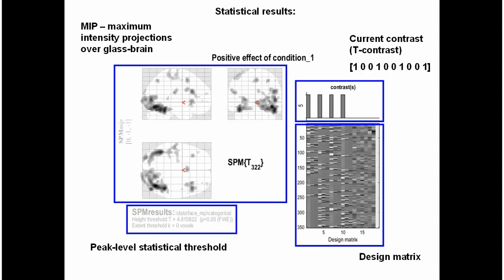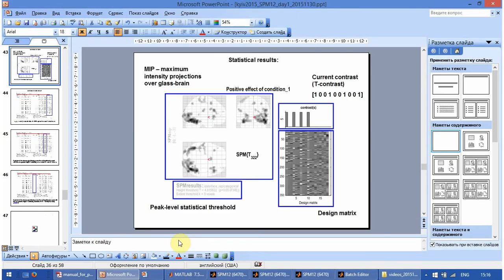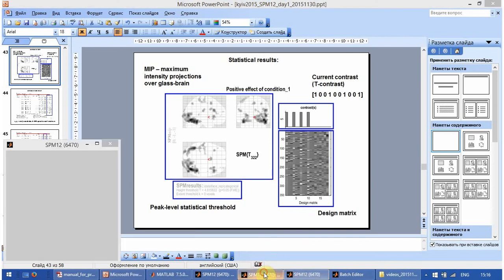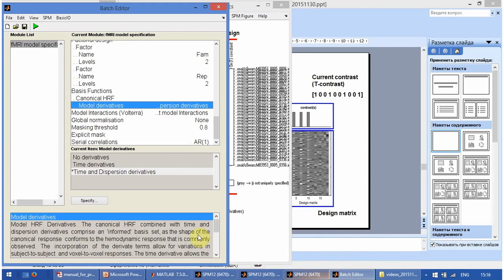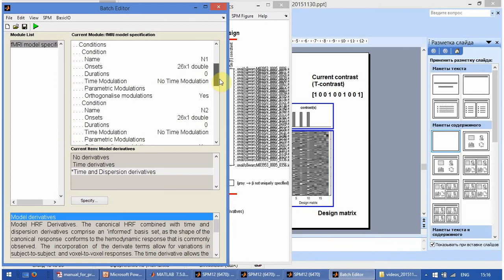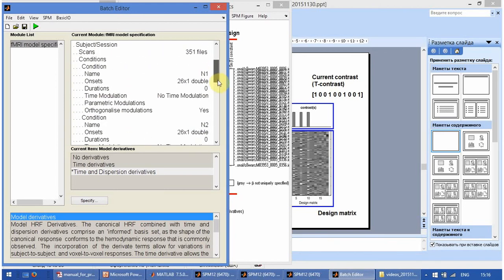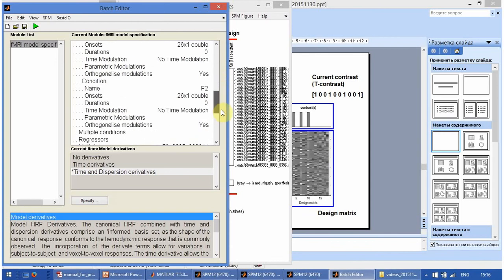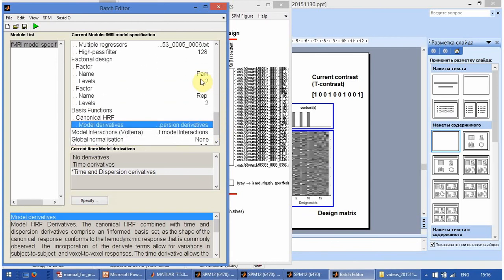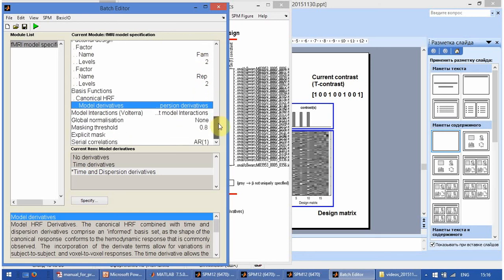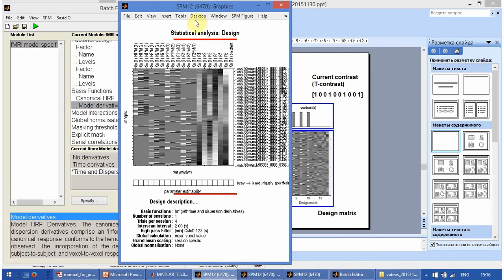Now we have to go to statistical inference, and that's why we need first to estimate the model that is already specified. Remember, our last batch was model specification. Here are the conditions N1 and N2, F1, F2. And the first factor is fame. The second factor is repetition.